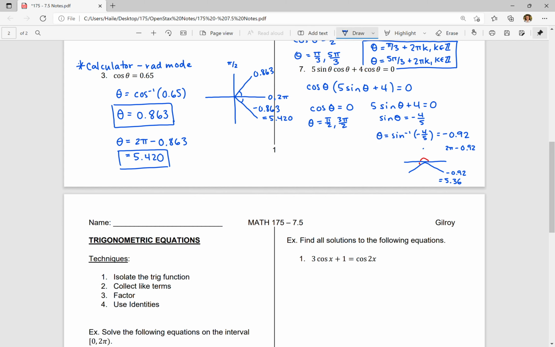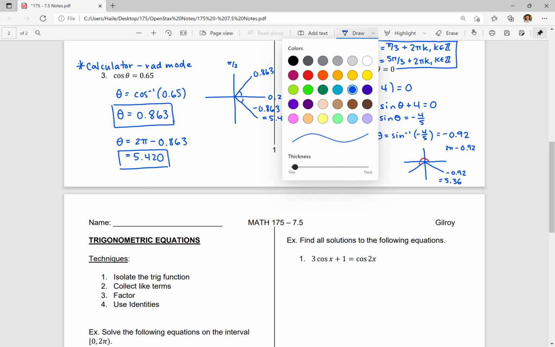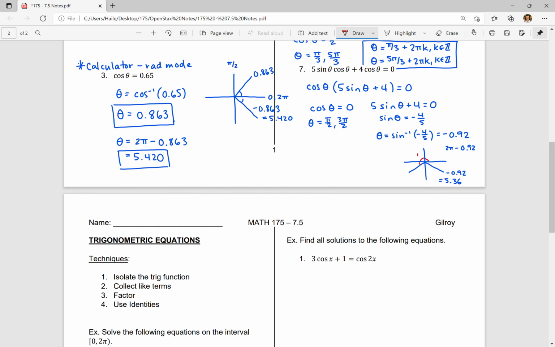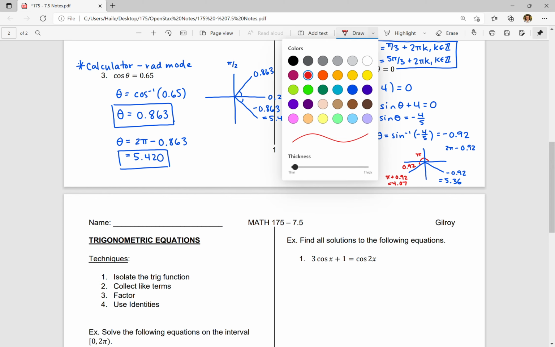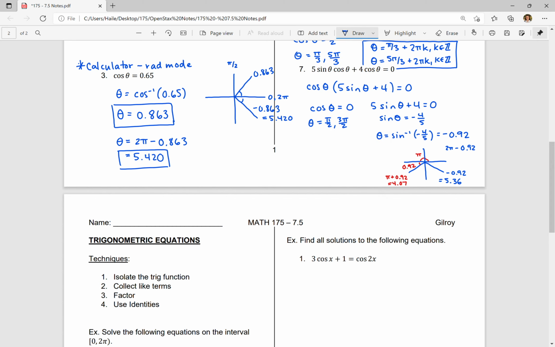Let's draw that axis back in. Okay, so we know that this angle at the top is pi because it just covers the first and second quadrants. This angle below the x-axis is going to be another 0.92. So to get our total angle, we're going to add pi plus 0.92, and that's going to give us approximately 4.07. Okay, so that's our two angles that come from the second factor.